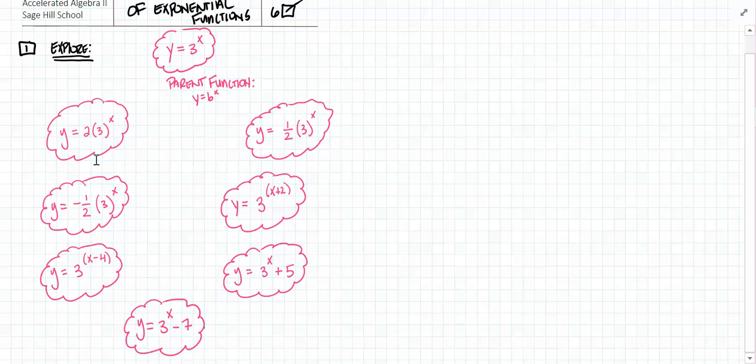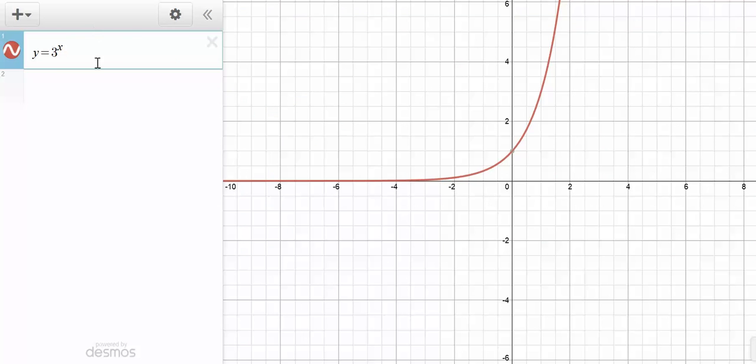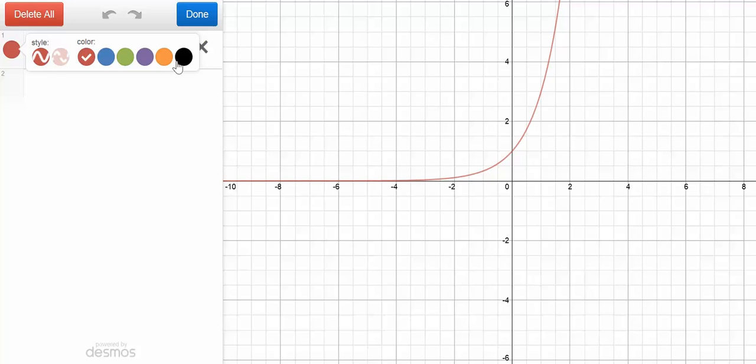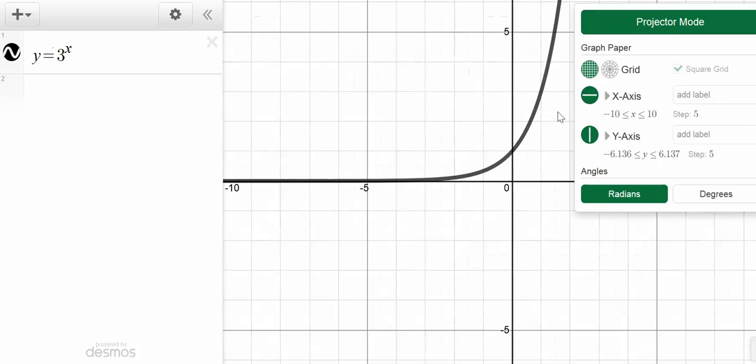Here's what I would like you to do. For each of the bubbles here, I would like you to go to Desmos, which is right over here. We've already plugged in 3 to the x. You see that? This is going to be our parent function, and I want to make this one black so that I keep it there. And then I also want to make this projector mode so that I can see it.